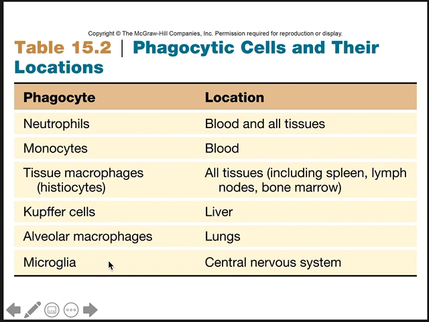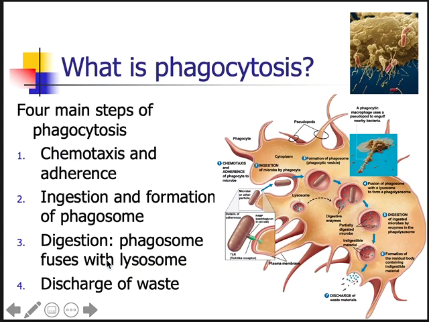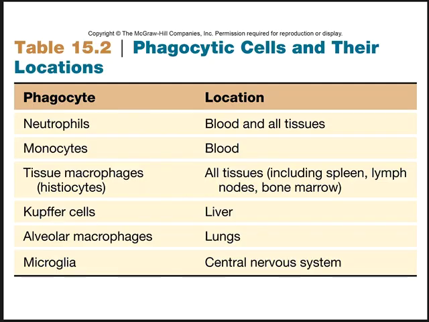Okay, so now we're going to talk more about these phagocytes and how they respond to if you cut yourself. Okay, so first we need to understand, what are phagocytes? Phagocytes are white blood cells that perform phagocytosis. We talked about the different types just now, right? These are the list of phagocytic cells.